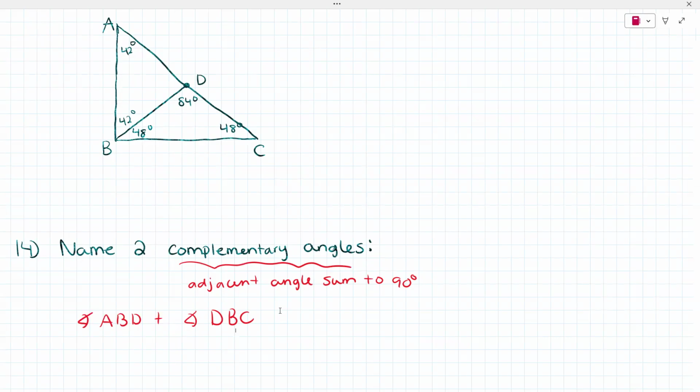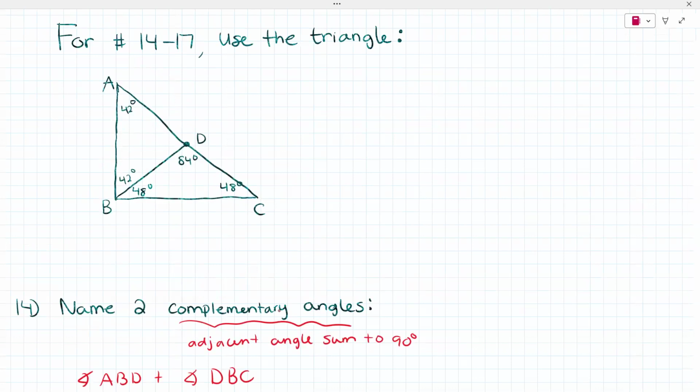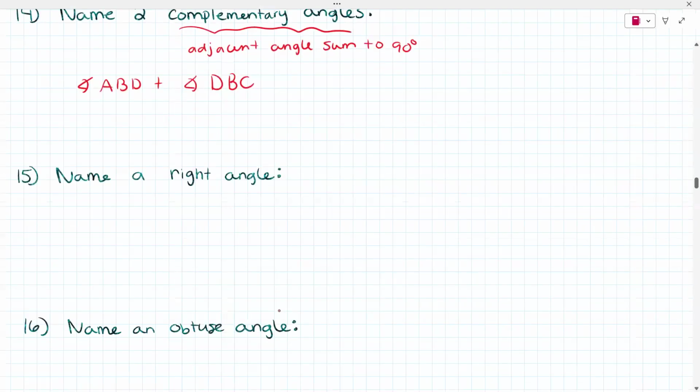Okay, that was 14. 15 says name a right angle, so exactly 90. So a right angle would be just angle ABC. So ABC is making up these two angles. So angle ABC.